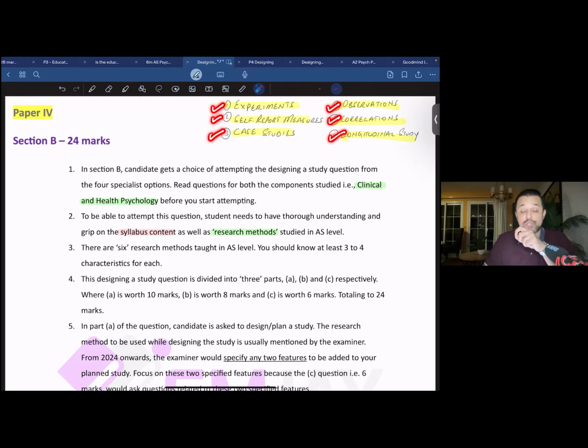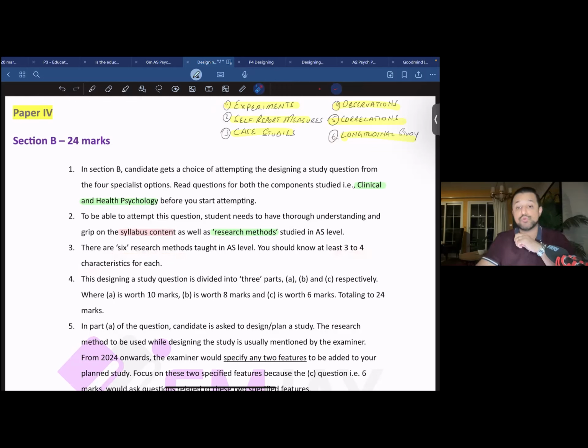Now, this particular question tests your application skills, the extent to which you can apply the knowledge you've gained from research methodology and apply the knowledge you've gained from the specialist option that you've studied. Either it could be clinical or health psychology. Now, there are 6 research methods taught in AS. You should know at least 3 to 4 characteristics for each.